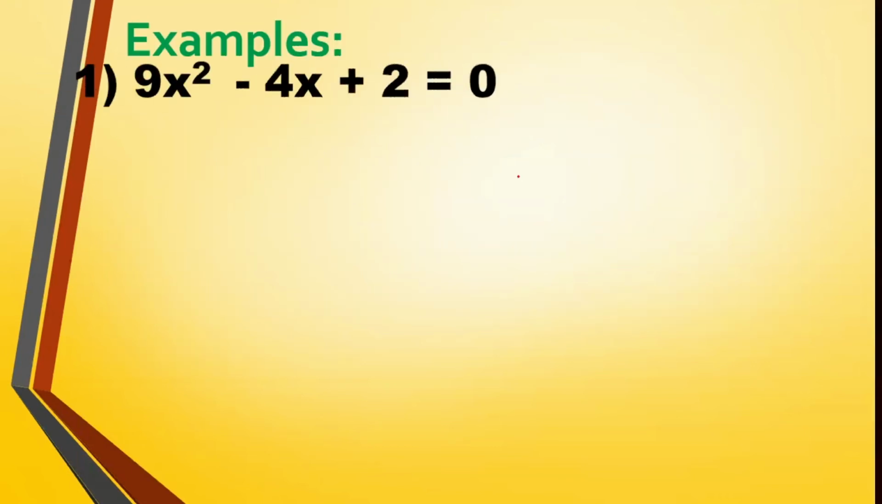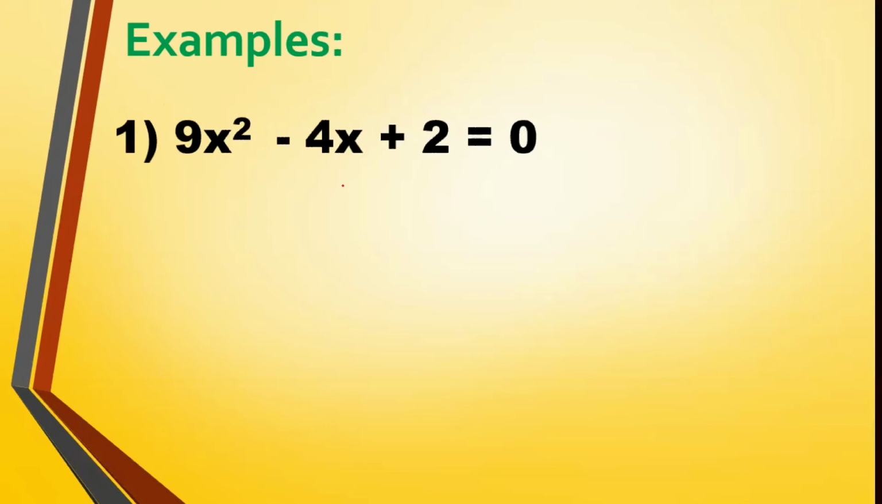Now we have here the examples for the standard form of a quadratic equation. So we have example number 1, we have 9x squared minus 4x plus 2 equals 0. Standard form or not? Standard form. Okay, standard form. So bakit? Again po, what is the standard form of a quadratic equation? ax squared plus bx plus c is equal 0. Okay, equals 0. So the standard form is given by ax squared plus bx plus c equals 0.